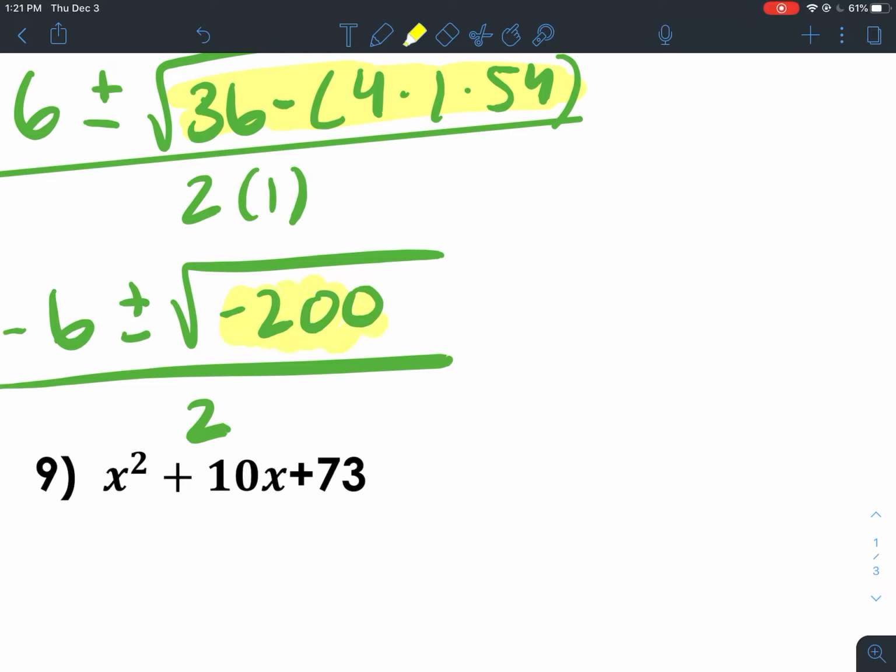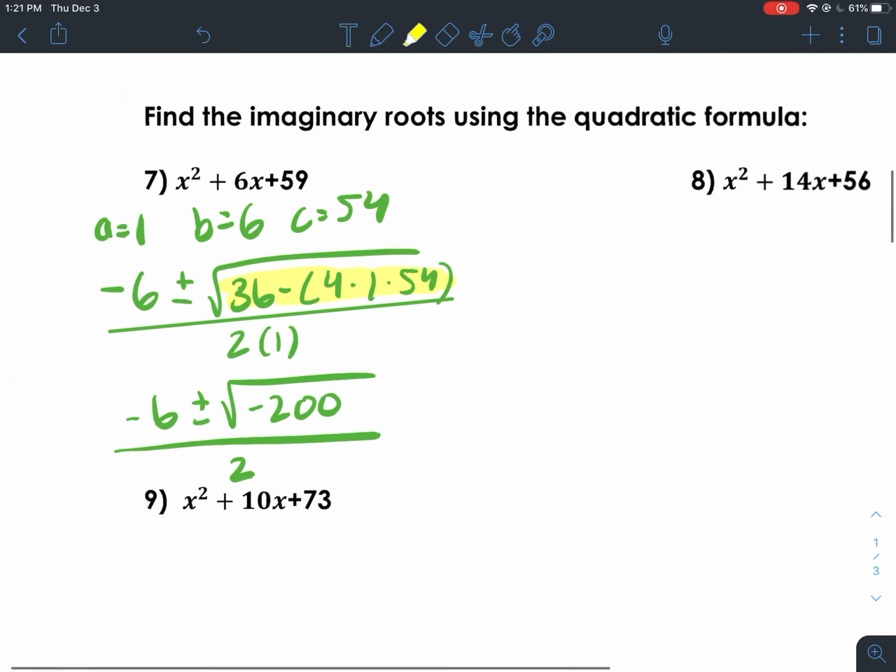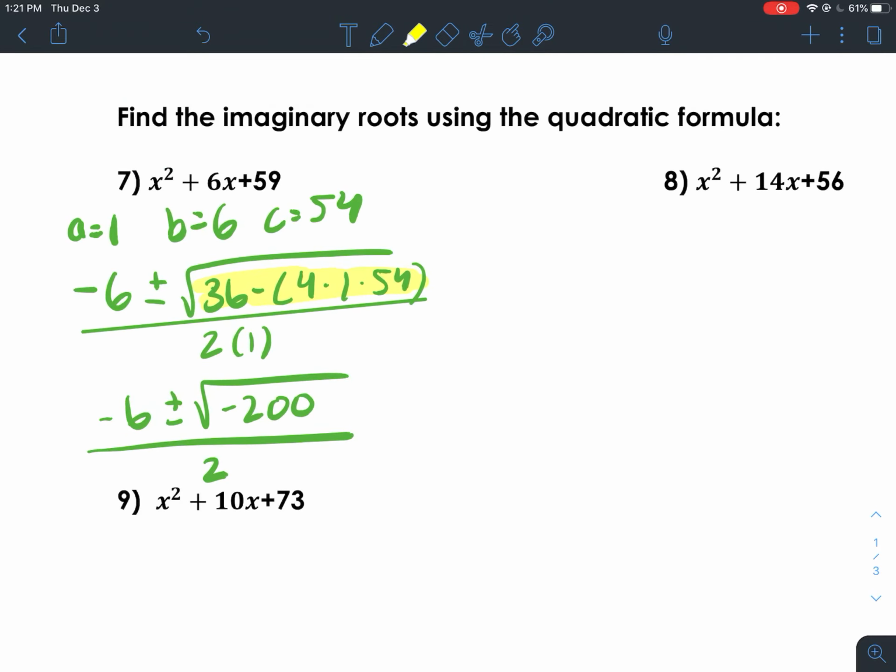And we learned yesterday that when we have a positive discriminant, we've got 2 real solutions. When we have a discriminant of 0, we have one real solution. And when we have a negative discriminant, we have 2 imaginary solutions. So this problem tells us we're going to have 2 imaginary solutions, which means we should have i's in our answers. So we could go ahead and break down the root -200.